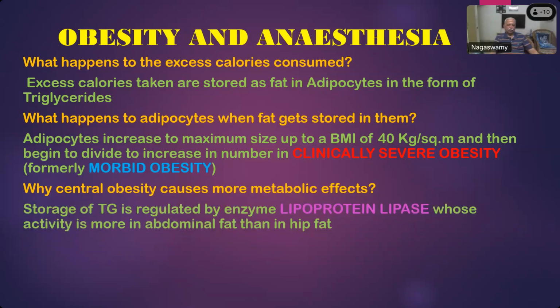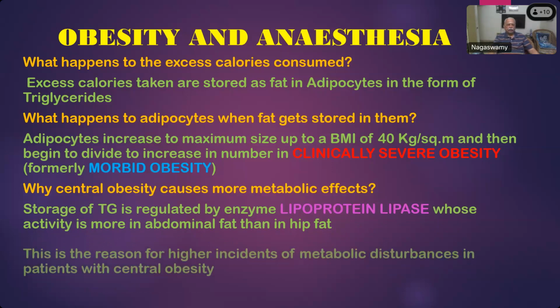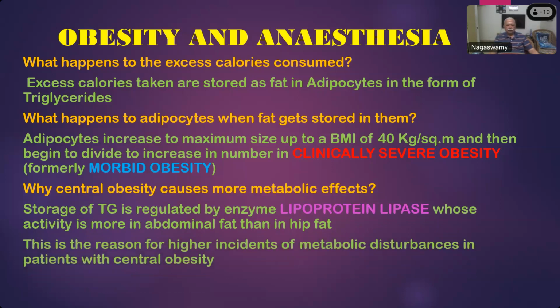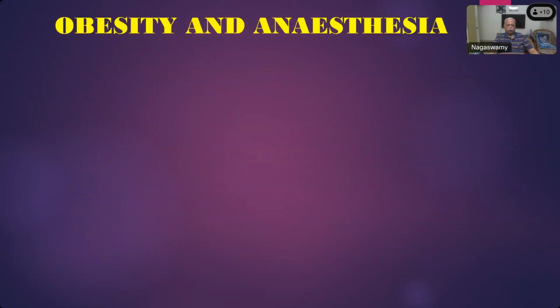So storage of triglycerides is regulated by an enzyme called lipoprotein lipase, whose activity is more in abdominal fat than in the fat in other areas like hip or thigh. Then this is the reason for higher incidence of metabolic disturbances in patients with central obesity. That is the reason why we must always take care that you don't put on weight in the abdominal area.